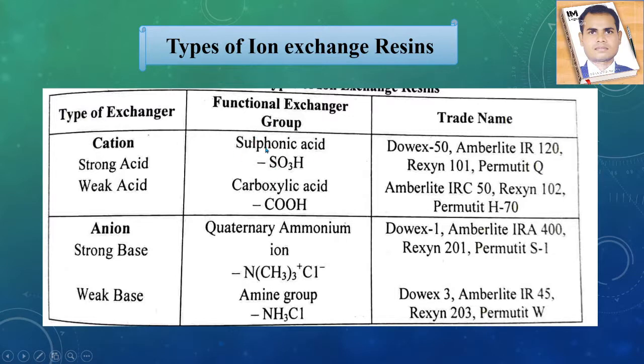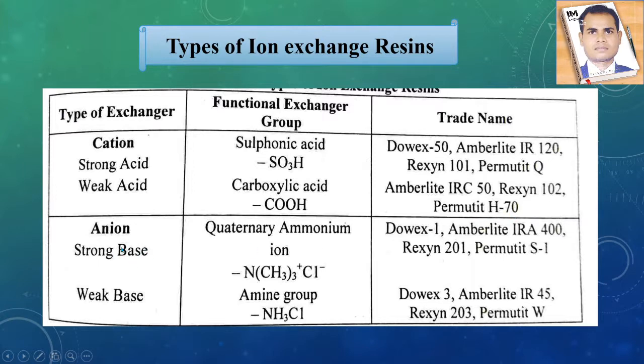This is the functional group. The exchanger group names are Dowex 50 and Amberlite IR-120. We have seen that in the cation exchanger. For the weak acid, the functional group is carboxylic acid, and examples are Amberlite IRC-50 and Resin 102 Permutit H70.